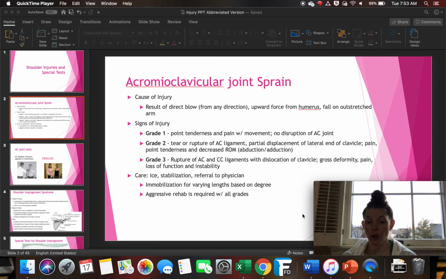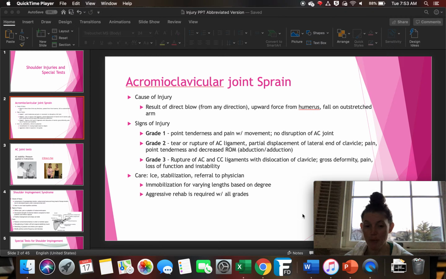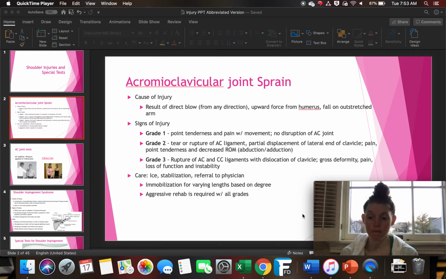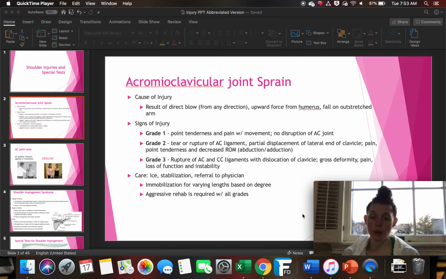So what do you do for it? Well, it's very simple, actually. You just need to ice it, stabilize it, and refer to a physician. So you don't need to try to do anything else with that injury. So feel free to pause, type, do whatever you need to do at this point. But I'm going to go ahead and go on to the next slide, which is special tests.